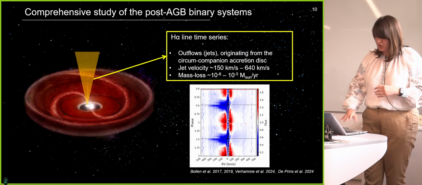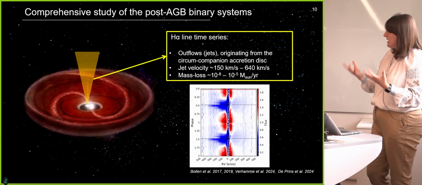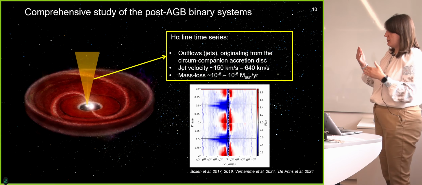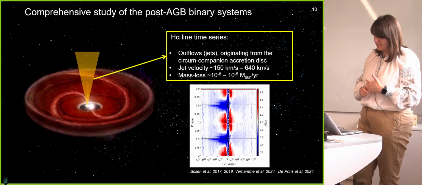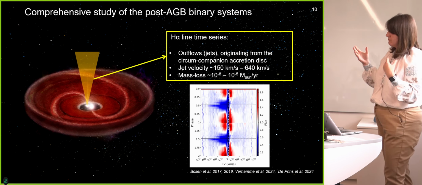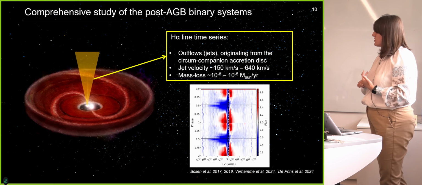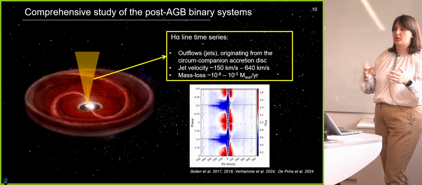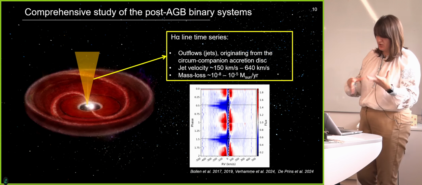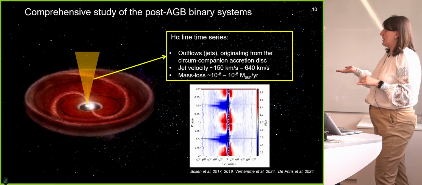And through recent studies of this H-alpha line time series and modeling, both in spatial kinematic modeling and also radio interferometric modeling, it was found that these jets have in general quite wide structure and velocity outflows up to hundreds of kilometers per second. They also showed that these jets are quite similar in terms of structure to jets found in young stellar objects.